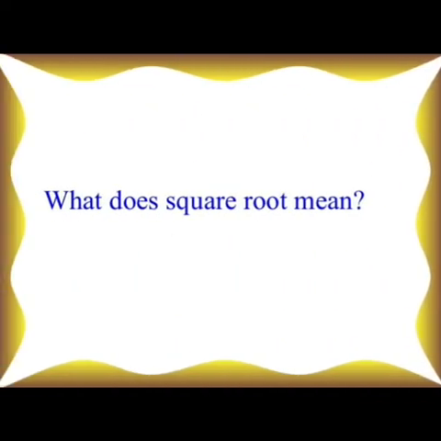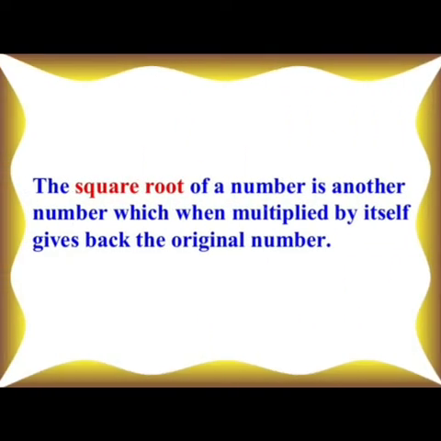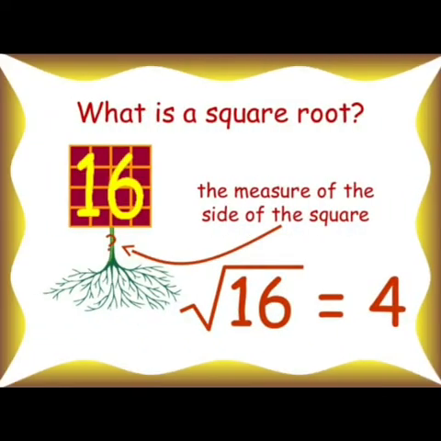What does square root mean? The square root of a number is another number which, when multiplied by itself, gives back the original number. Once again, I repeat: the square root of a number is another number which, if you multiply it by itself, gives back the original number.